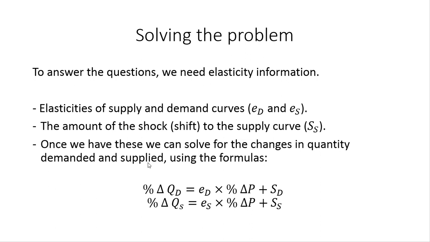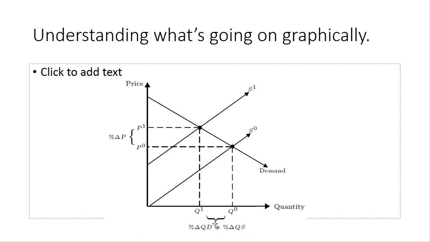Notice that we have these two equations that pretty much form the basis of our analysis. The percentage change in quantity demanded is nothing but the elasticity of demand times the percentage change in price plus whatever the shock in demand is, okay? And then the percentage change in quantity supplied equals nothing but the elasticity of supply times the percentage change of price plus whatever the shock in supply is, okay? Now, as mentioned from the previous slide, percentage change in quantity demanded should equal percentage change in quantity supplied.